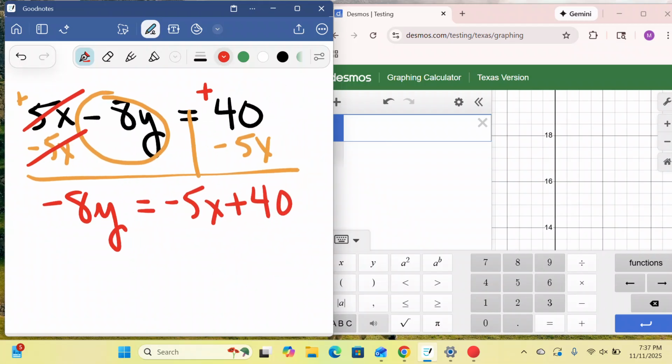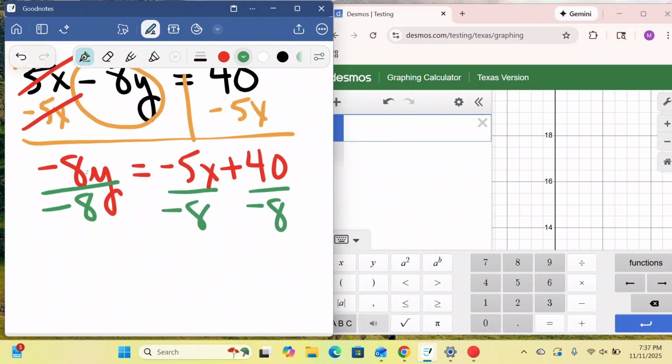But once again, I do not have it in y equals mx plus b because I still have a pesky negative 8 that I need to get rid of. So remember that this is negative 8 times y. And if you see that an imaginary multiplication is there, I need to get rid of that negative 8. So I'm going to divide both sides by negative 8. If I divide this side by negative 8, I'm going to divide this side by negative 8, and I'm also going to divide this side by negative 8 because they're different terms.